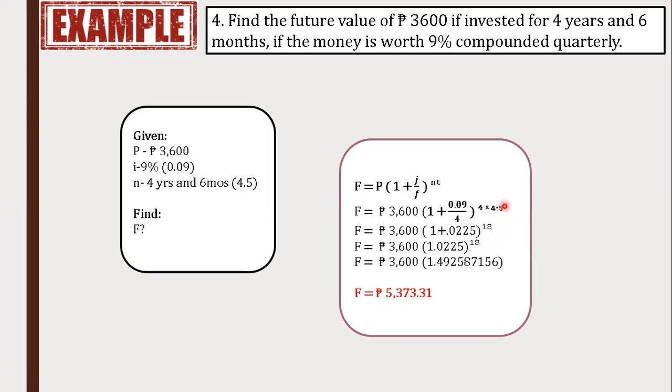It doesn't matter. Therefore, we simplify it. 0.09 over 4, that's 0.0225. And then you add it to 1, that's 1.0225. Raise it to the power of 18, that's 1.492587156. Multiply it to 3,600, you will get 5,373.31 for the future value. 5,373.31 pesos. Don't forget to write the peso sign because labels are very important.